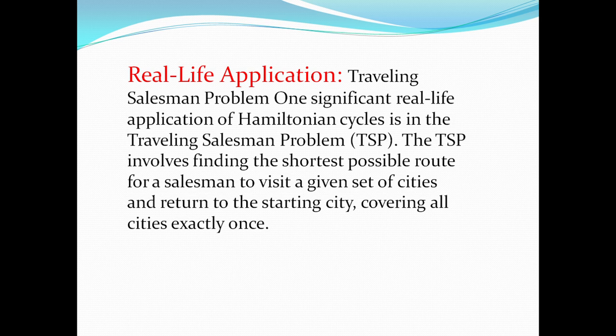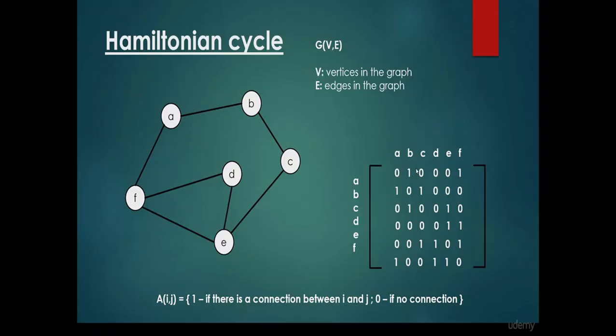Traveling salesman problem. One significant real life application of Hamiltonian cycle is the traveling salesman problem. The traveling salesman problem involves finding the shortest possible route for a salesman to visit a given set of sites, cities, and return to the starting city, covering all the cities exactly once. The Hamiltonian cycle diagram is given as follows. Here the diagram has different cities, and the matrix of these cities is given here.